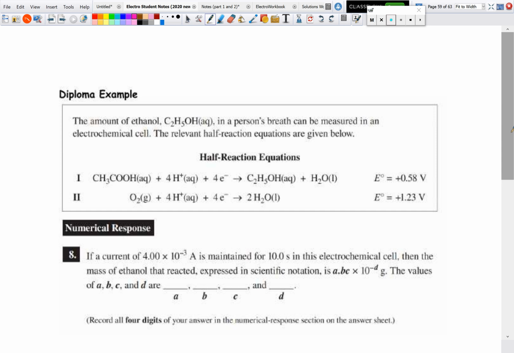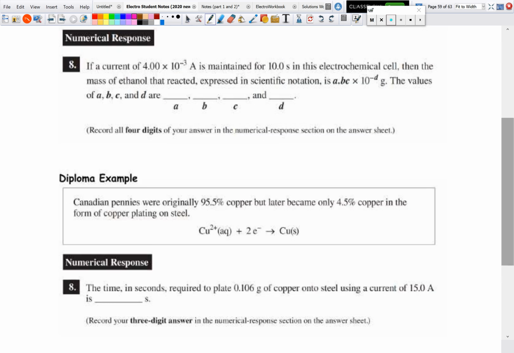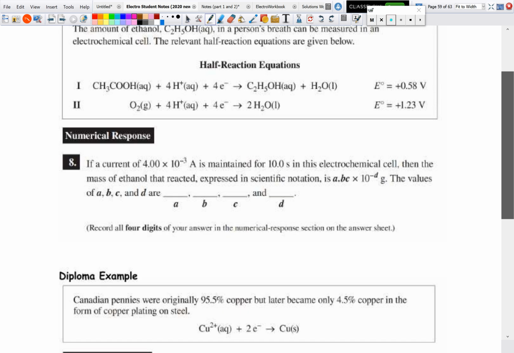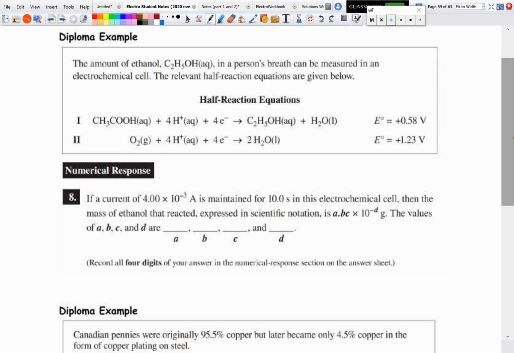Now from here, there are a few old diploma questions as well, where it takes you through, once again, using electrolytic cells and using our equations. So for example, the amount of ethanol in a person's breath can be measured in electrochemical cells. The relevant half reactions are given below. So we have half reaction 1 and 2.